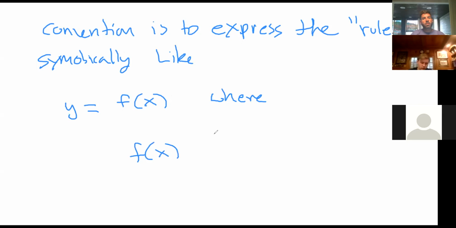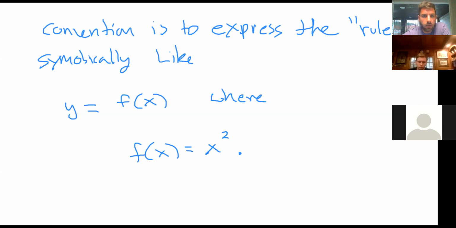What is our rule? Our rule is something like, I don't know, let's do a very basic one. How about x squared? So what does this relationship say? Well, this gives us a relationship of squaring. We couldn't possibly write down what this relationship does to every number, because there's infinitely many numbers. So what we do is we come up with this symbolic description of the rule.